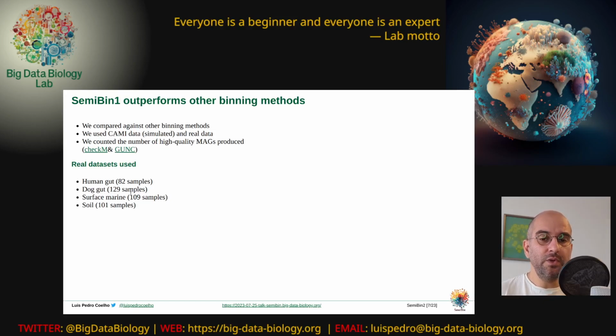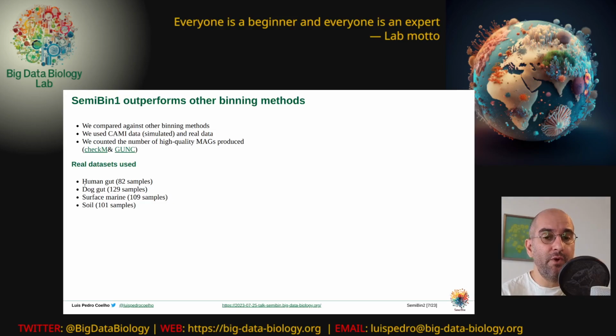Yes, it does, and so we used, obviously otherwise I wouldn't be presenting it. So we used CAMI data, a simulated data set, and we have that in the manuscript, but here I'm going to be showing you results on real data. And we're counting the number of high quality MAGs produced as our main objective. Since we don't actually know the ground truth, we use these two tools, CheckM and GUNC, to give us an estimate of the quality.